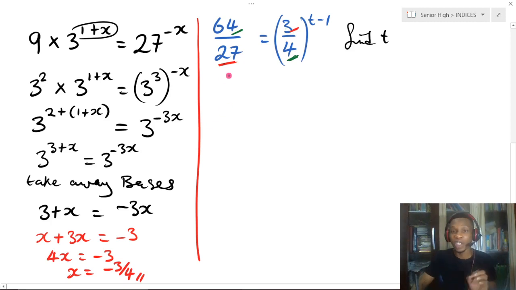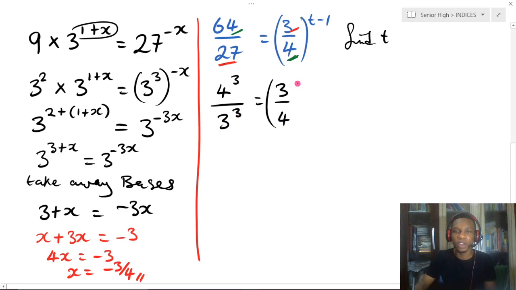Okay, that's if you're looking for the unknown as a power. So we come down here and we write them in their common base. So 64 will be what? 4 raised to the power of 3, and 27 is what? 3 raised to the power of 3, is equal to (3/4)^(t-1).